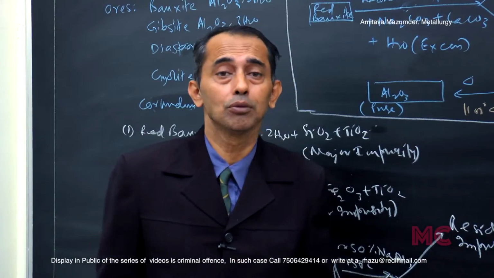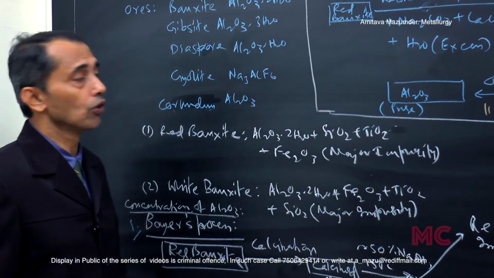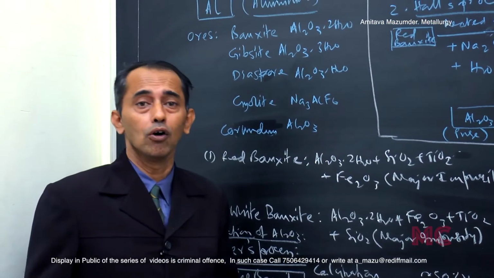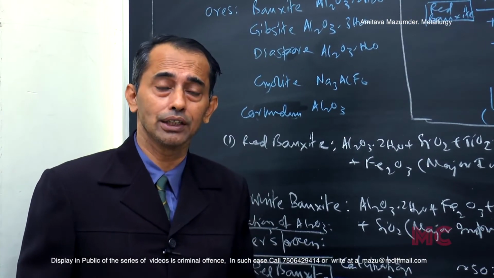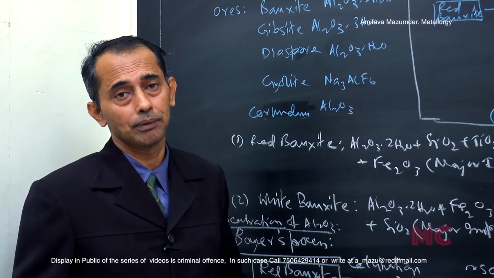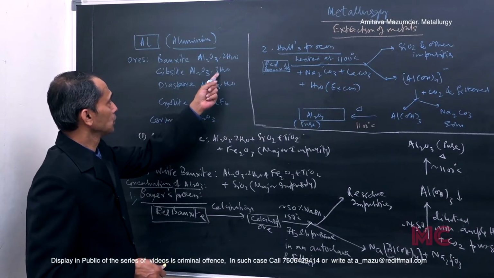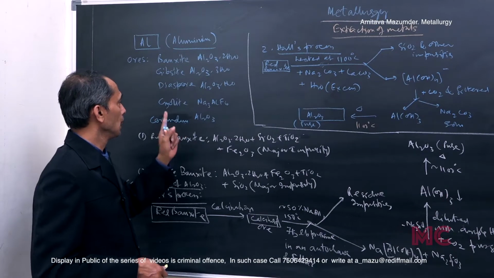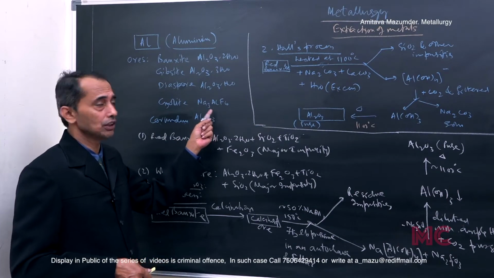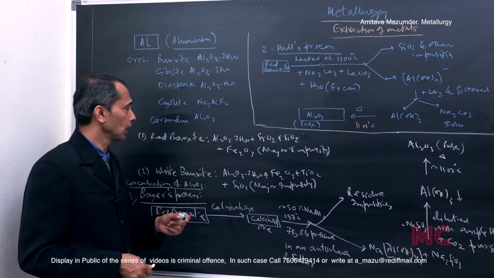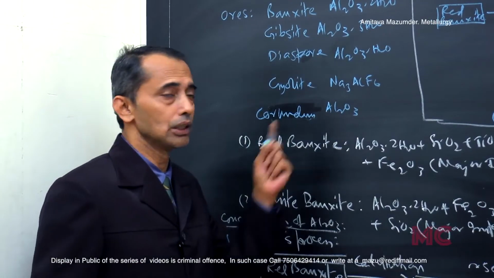Now how do we get aluminium in industry? First we go for concentration of the mined ore like bauxite, gibbsite, or diaspore. For example, the ores can be gibbsite, Al2O3·3H2O, bauxite, Al2O3·2H2O, and diaspore, and then cryolite, Na3AlF6, which we generally use in the extraction process from alumina, and corundum is Al2O3.